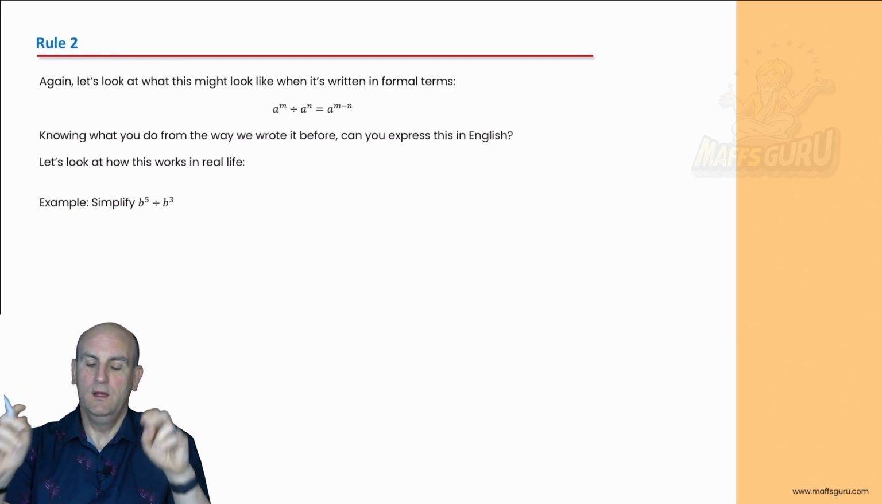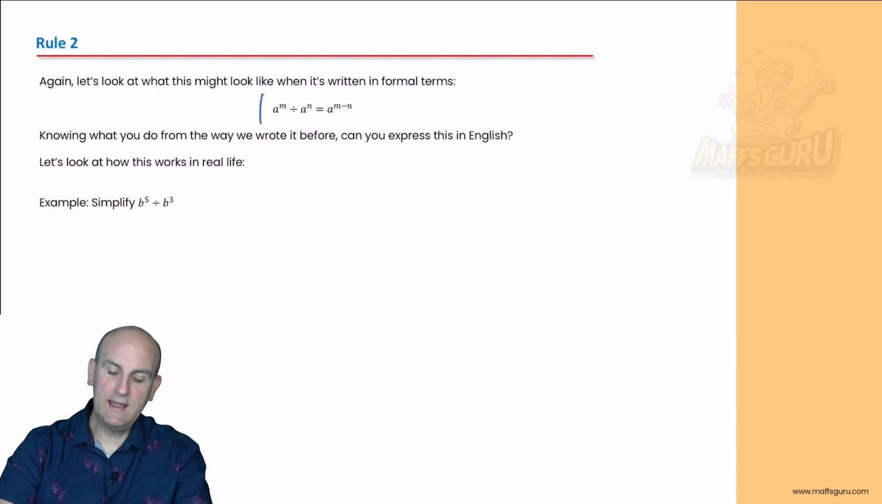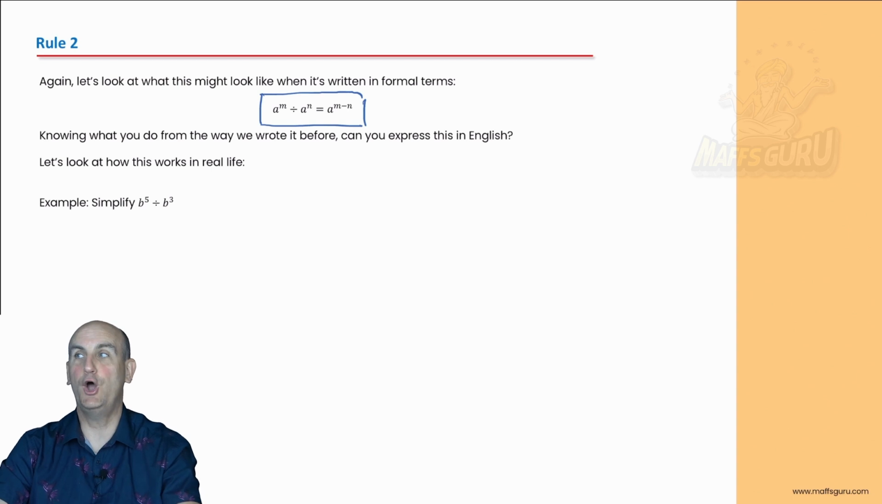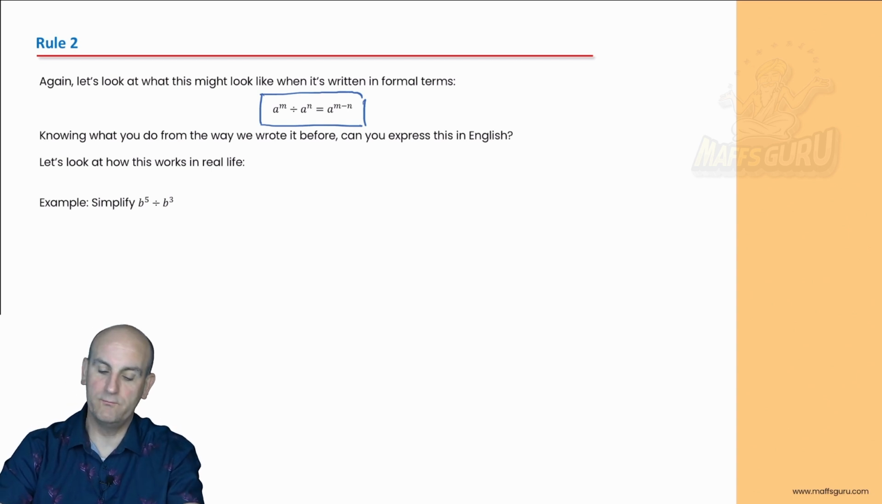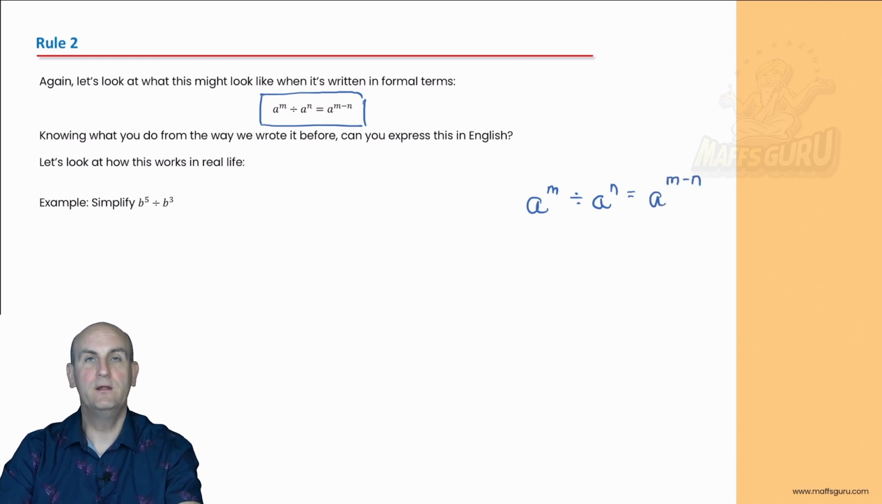The difficult way first, but I wonder if now, having got the information from the previous, whether you can start to decode this and see what it's saying. So the formal rule says a to the power m divided by a to the power n is a to the power m minus n. Do you notice the difference?